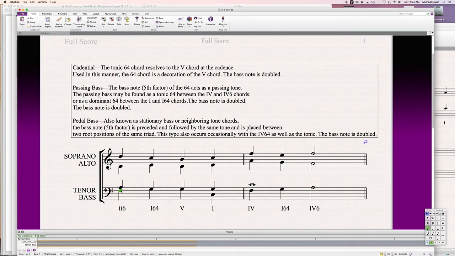So let's take a look at this example right here. You have a 2/6, a 1/6/4, 5, 1. So if you just look at the bass line for a second, it goes 1/6/4, 5, 1. Some of you might say, well, isn't this parallel octaves? Actually, it's not, because it doesn't move to a new note.